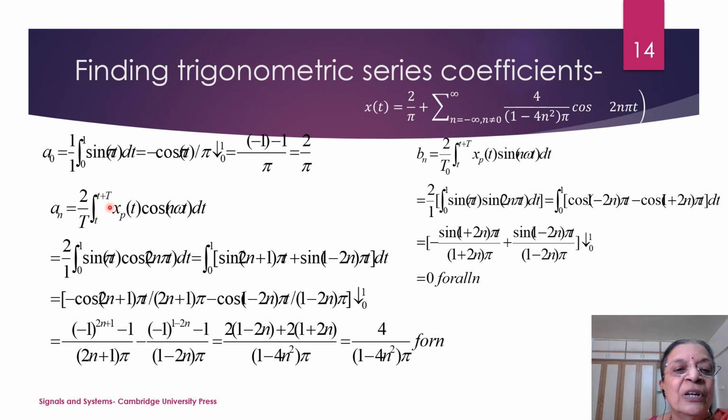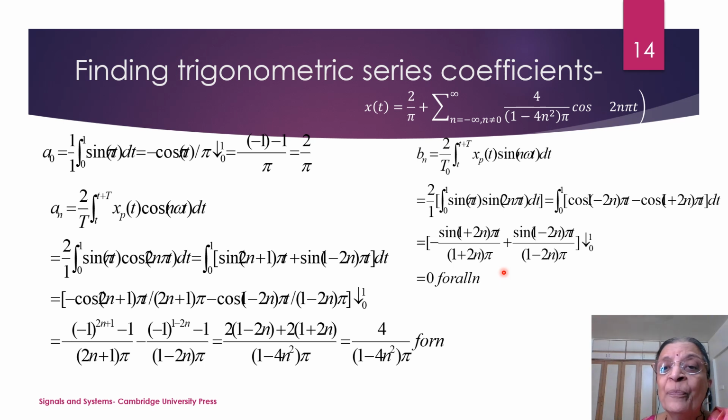Similarly here, you write xp(t) as sin(pi t) cos(2 pi n t) and then integrate it accordingly, and again you will get 4 upon (1 minus 4n square) pi. This is for all n. So finally the representation will be like this, with only the cos term remaining and the sine term becoming 0 for all n, because the corresponding function is an even function of time.